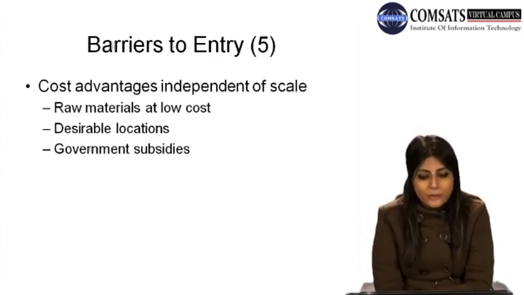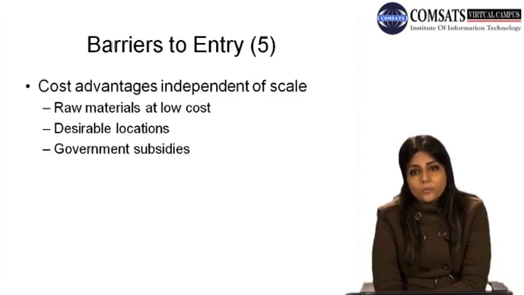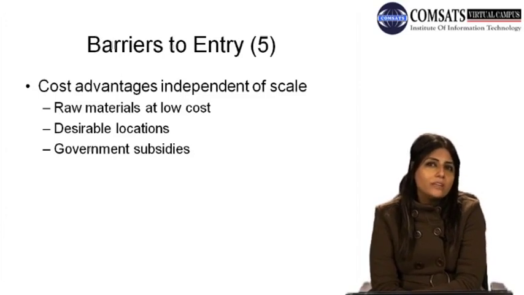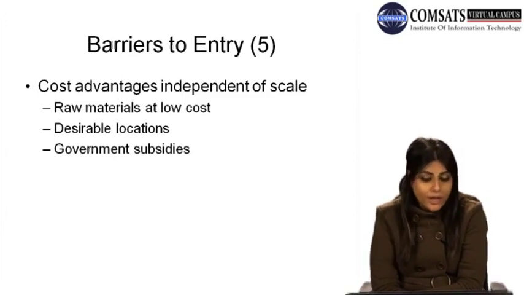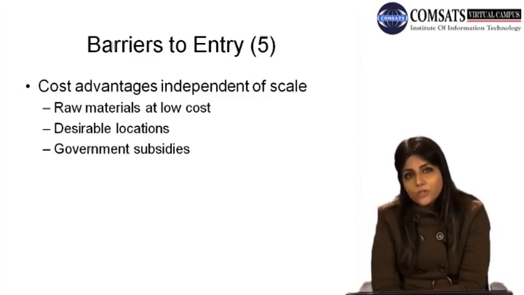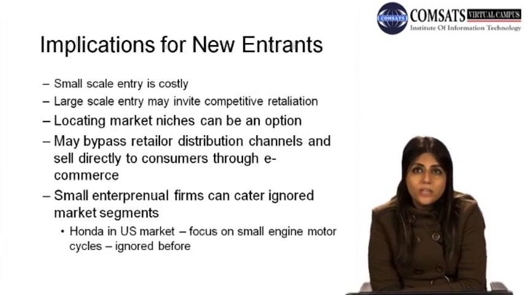And then we have cost advantages that are independent of scale. They can also be entry barriers for firms. For example, a firm gets raw material at very low cost, and it is working in very strategic and desirable locations, as a result of which it is really competitive. And it is also getting government subsidies. So these can be cases which serve as entry barriers to the new entrants. Then what are the implications for the new entrants?